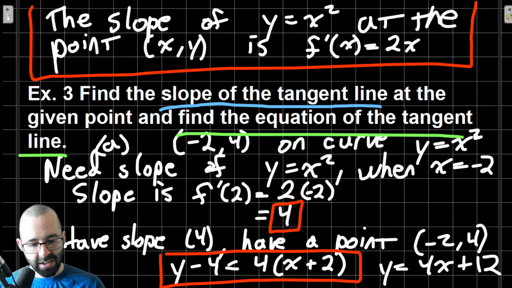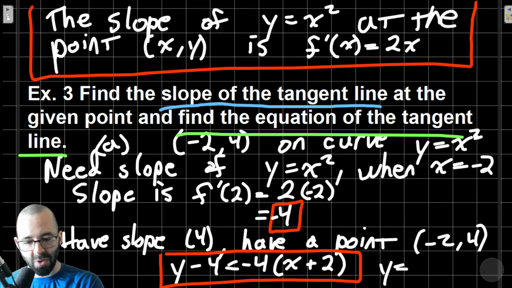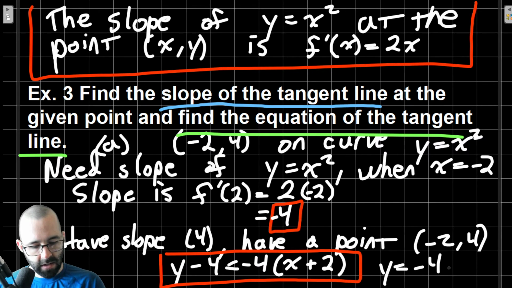So we should be plugging in negative 2 right here. Plug in negative 2 right here. Should get a negative 4. This will be a negative 4 as well. And so when you end up solving the equation, you're going to get that y is equal to negative 4x minus 4.